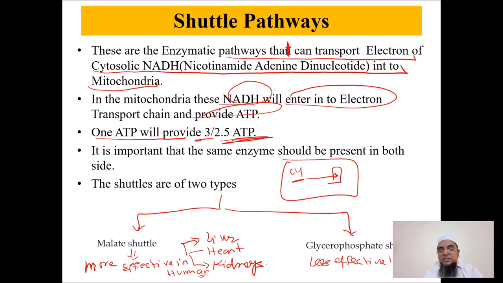We have two kinds of shuttle pathway. Number one is the malate shuttle pathway. Another is the glycerophosphate shuttle pathway. The malate shuttle pathway is more effective. It is present in the liver, heart and kidney. However, the glycerophosphate shuttle is not that effective. It is less effective, particularly in humans.